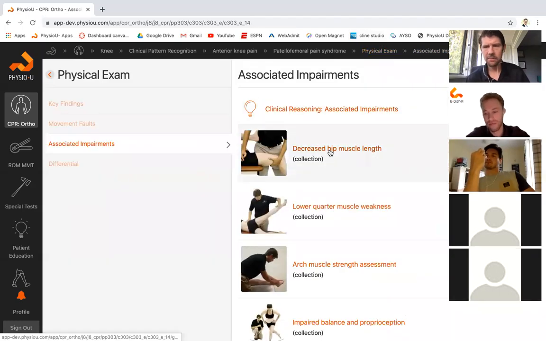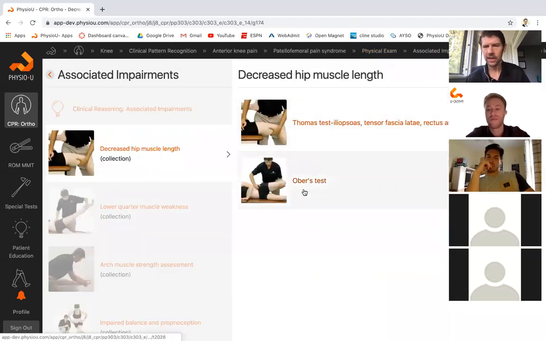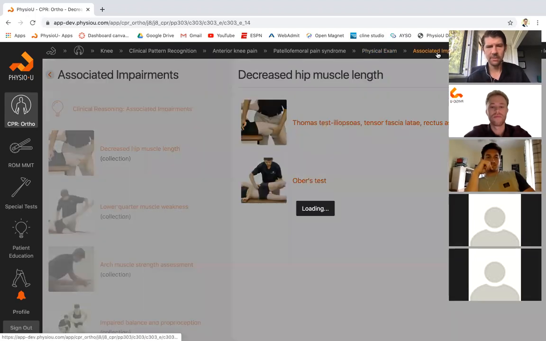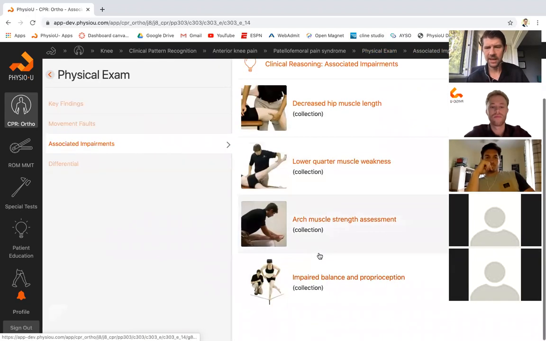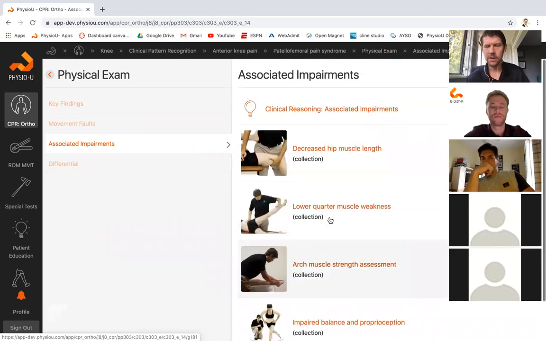And then I think, how about muscle length, right? We'd want to look at an Ober's test, possibly. You think about your TFL is a strong internal rotator. So if it is stiff, it may not let the femur externally rotate like it should, right? So those would be good associated impairments. Thomas test, good. So those would be more the femoral ones.